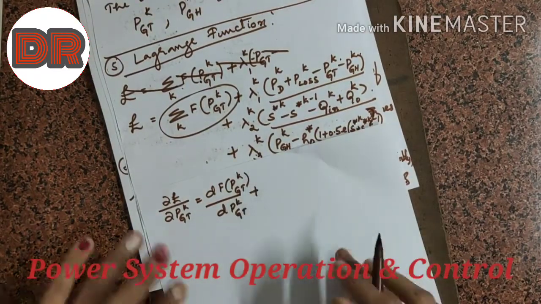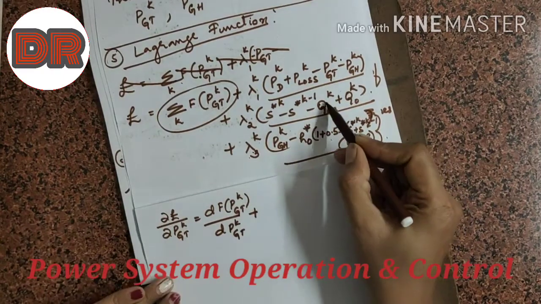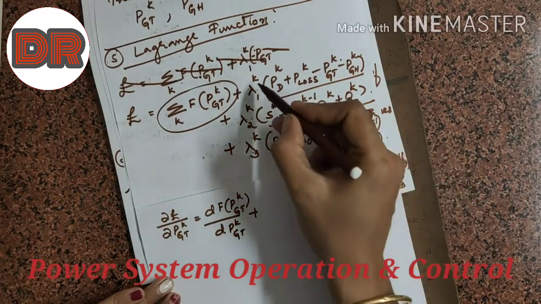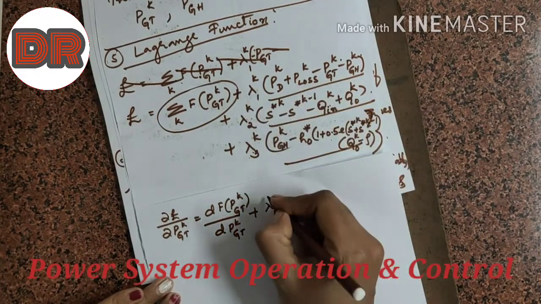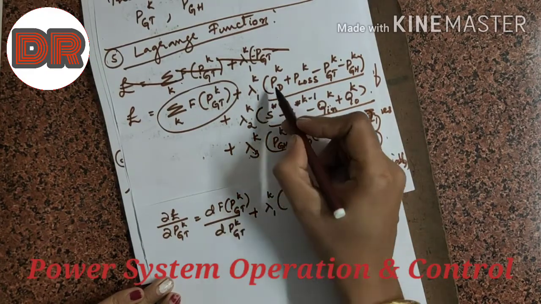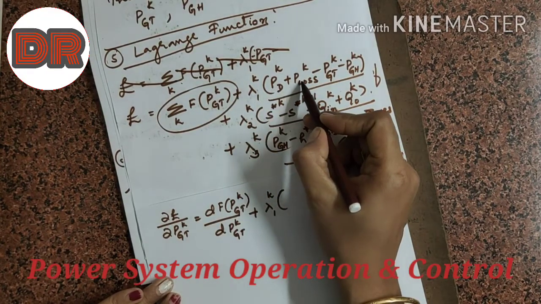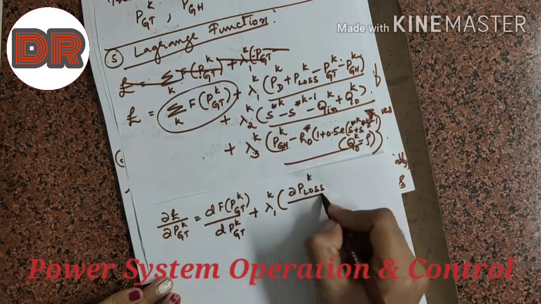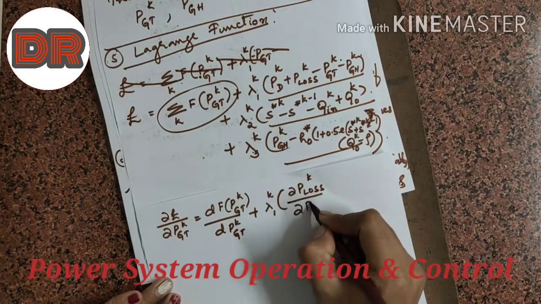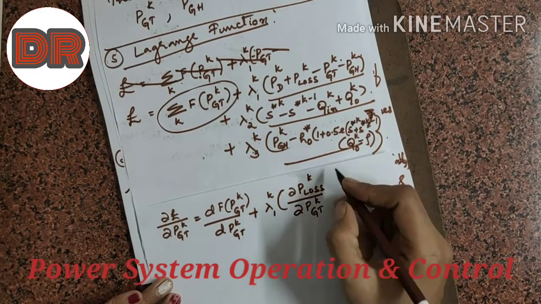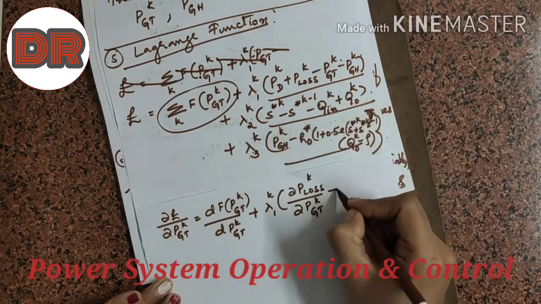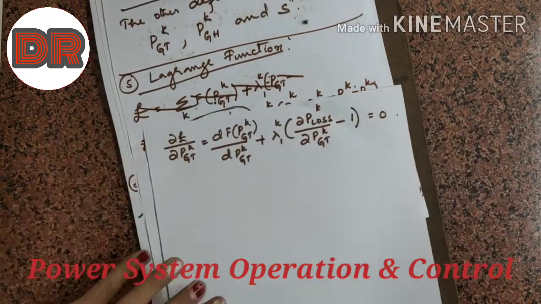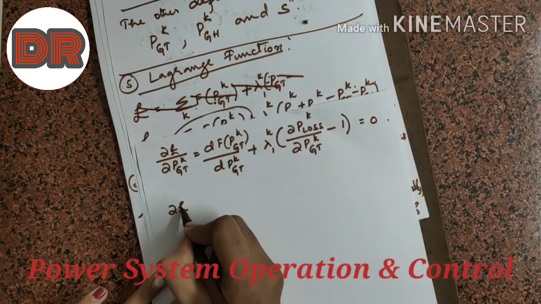plus, we don't have any terms which are dependent on PGT, so this differentiation will become 0, only this term. So lambda 1K, differentiation of this with respect to PGT is 0, but P loss can be differentiated. It is a partial derivative because it also depends on PGH. So rho PGT K, and we have PGT here. So differentiation of that minus 1 is equal to 0. So equated to 0.